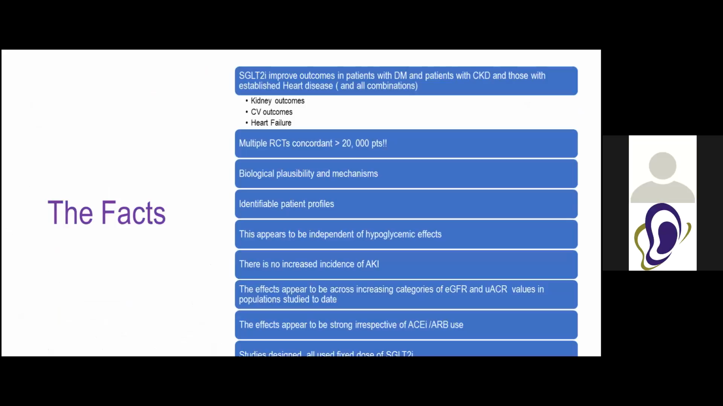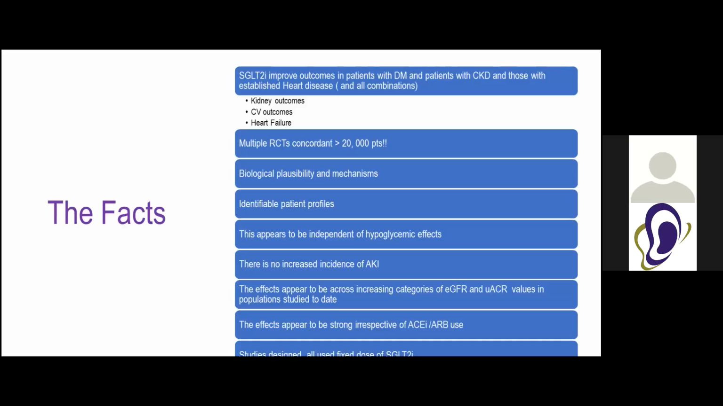And hopefully, because you're at your computer screen, you can see this. SGLT2 inhibitors do improve outcomes in people with diabetes and patients with CKD and those with established heart disease and all the various combinations, whether you want to look at kidney outcomes, cardiovascular outcomes, or heart failure. There are multiple randomized controlled trials that are concordant with over 20,000 patients at my last count. There's biological plausibility and a number of mechanisms by which this may occur, which I'll show you in a moment. We now have, with all of those clinical trials, identifiable patient profiles.